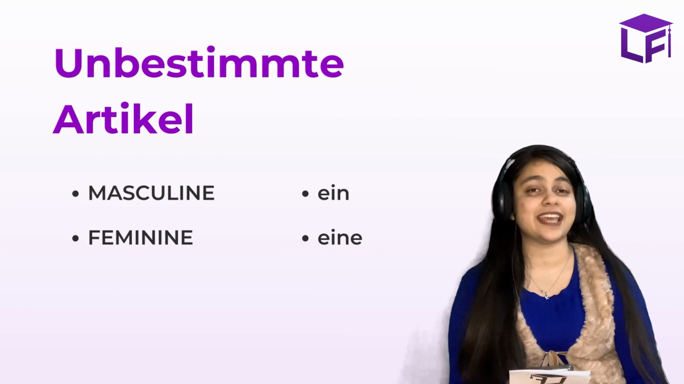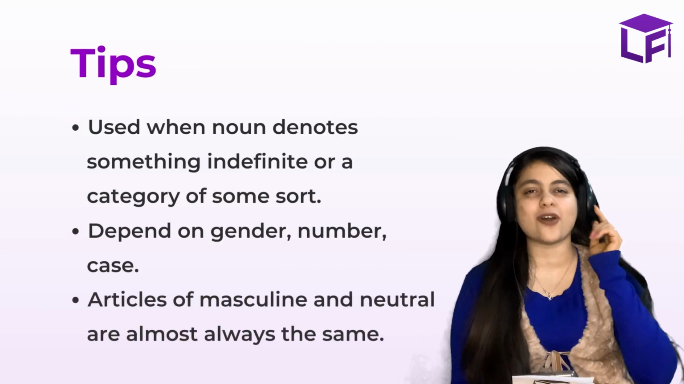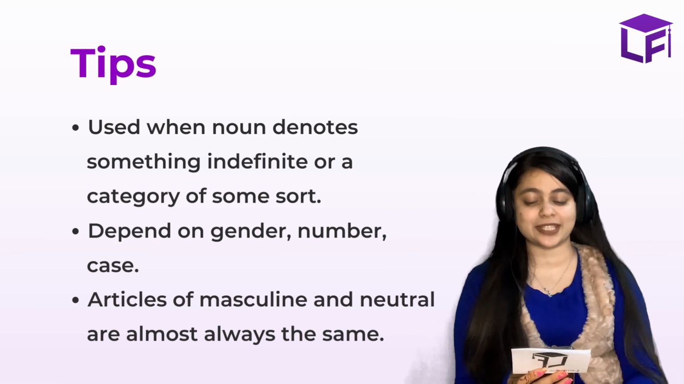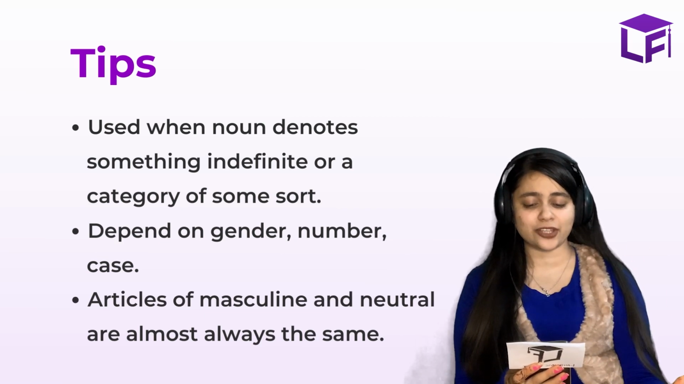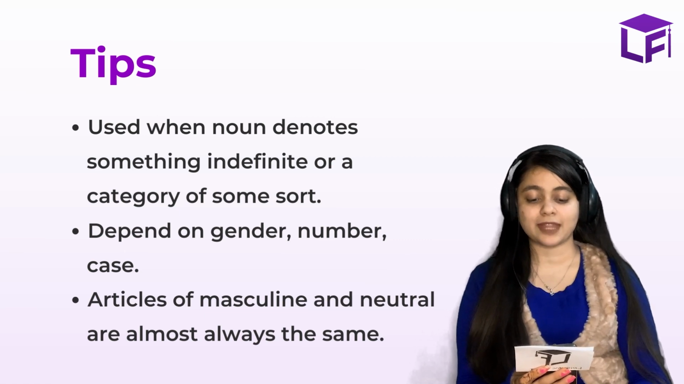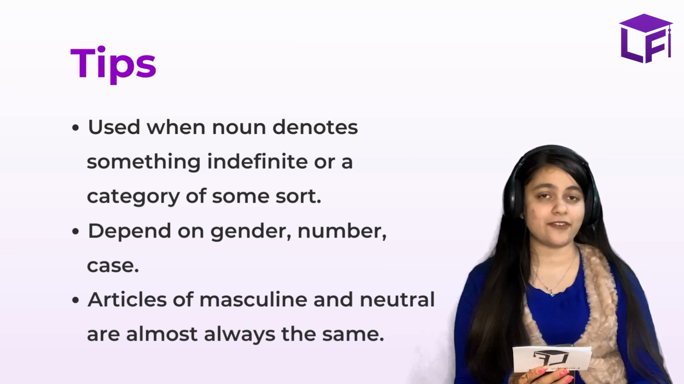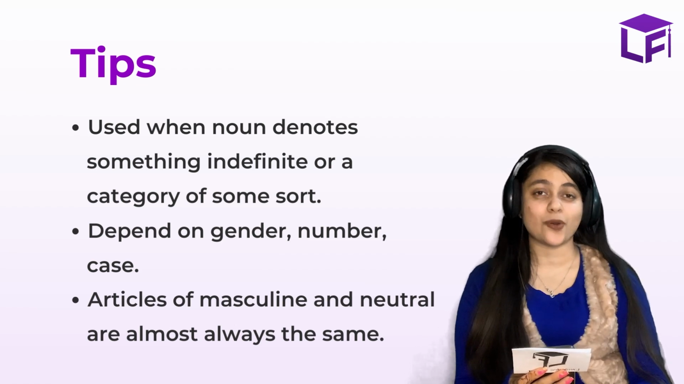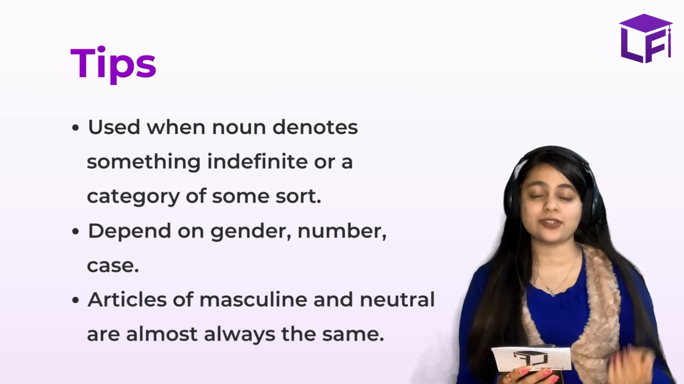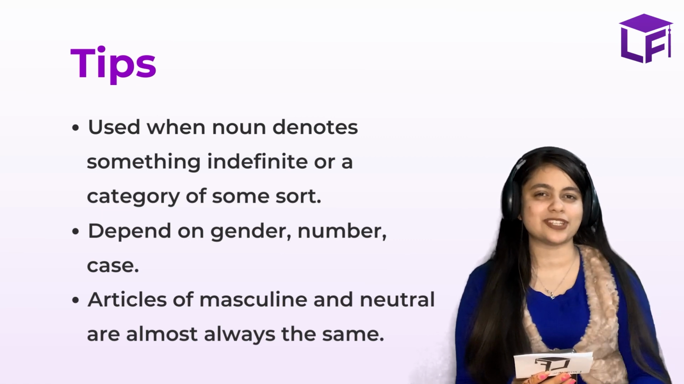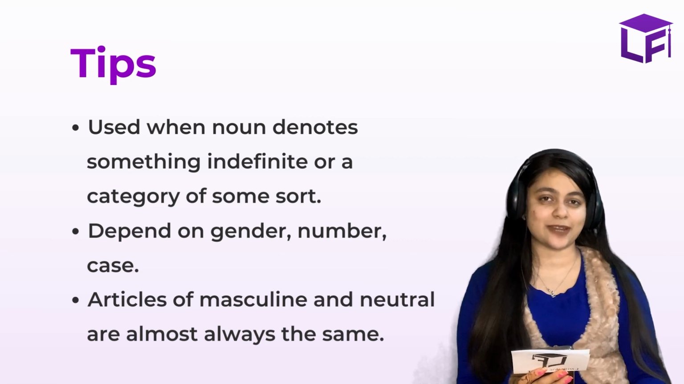Alright. Again guys, pro tips only for my lovely viewers. The first pro tip is that these are used only when the noun denotes something indefinite or a category. Did you understand this one? Well, when the noun is talking about something indefinite or a category, that is when you apply the unbestimmte article. Pretty easy, yeah? Let us move to the second point.